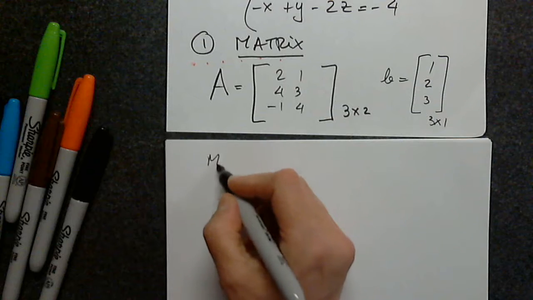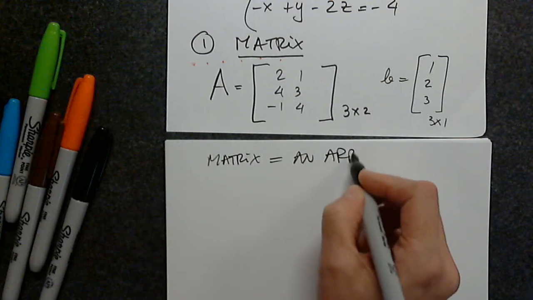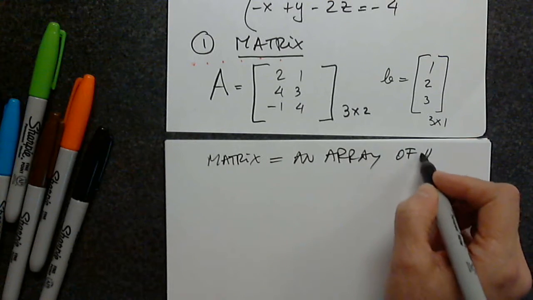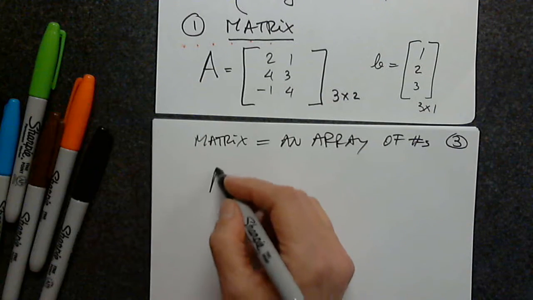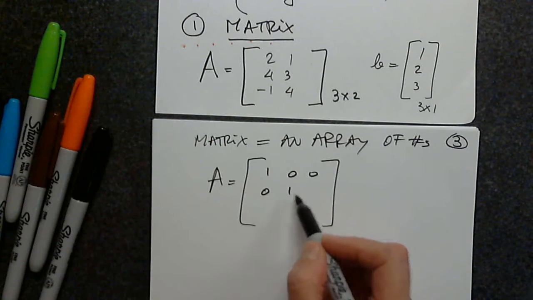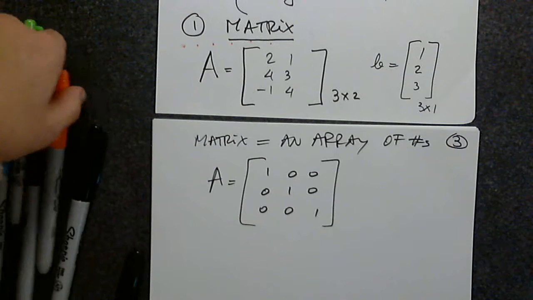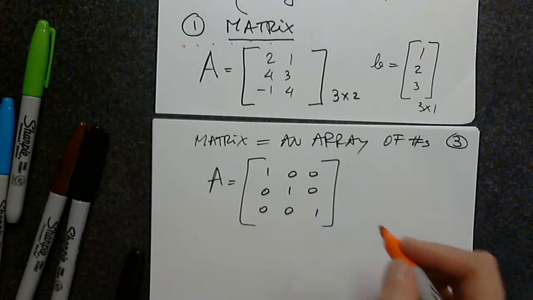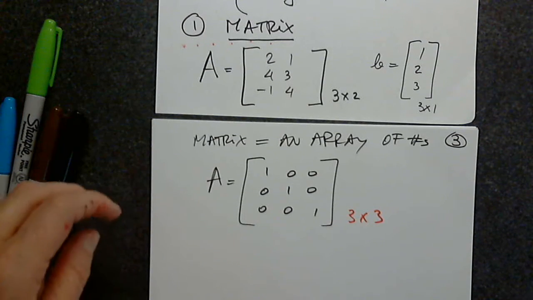So a matrix is an array of numbers. So here's another. This is a square matrix. And what will be its size, we say? 3 by 3. Perfect. Okay, so now we know what a matrix is.